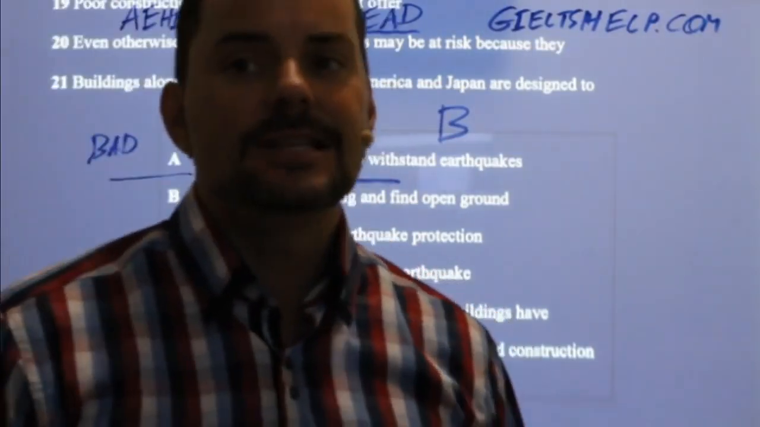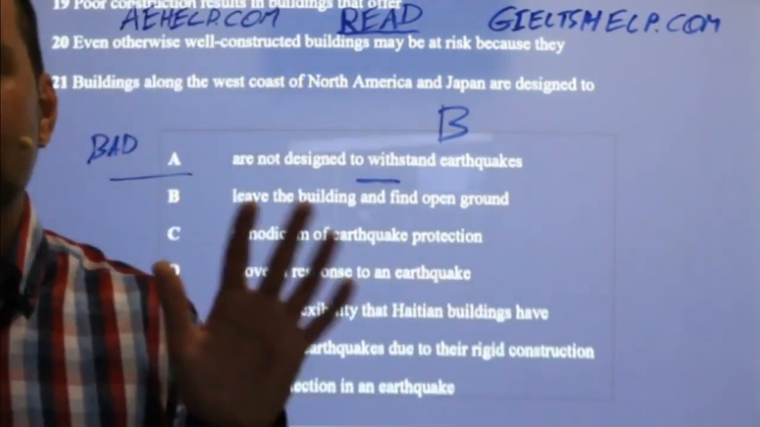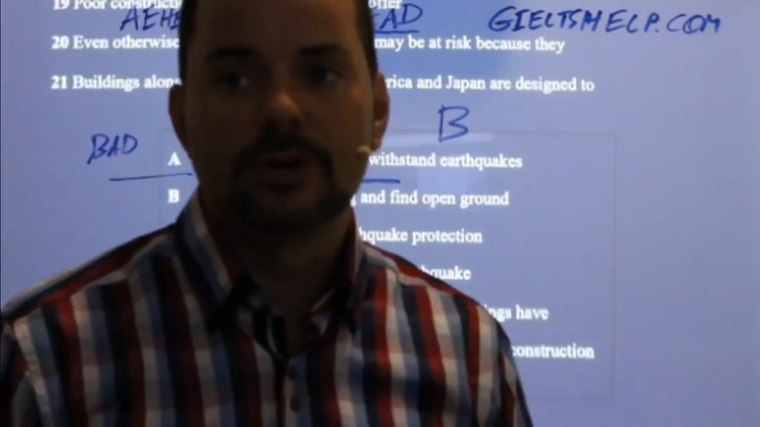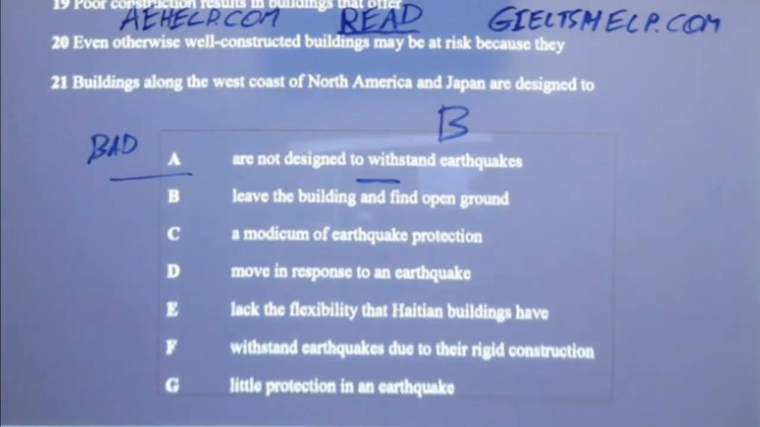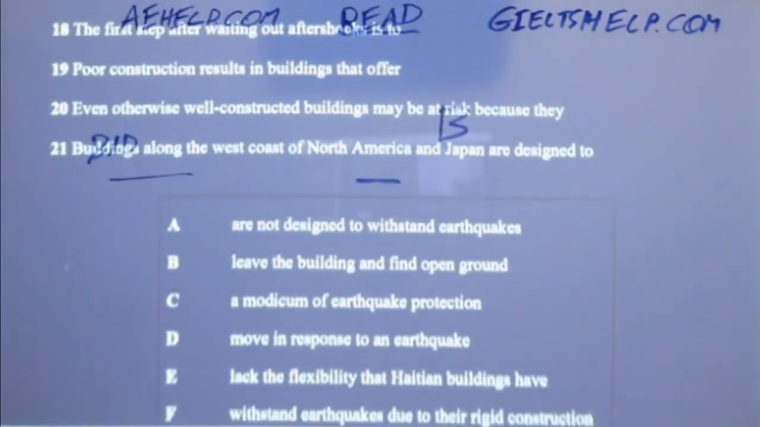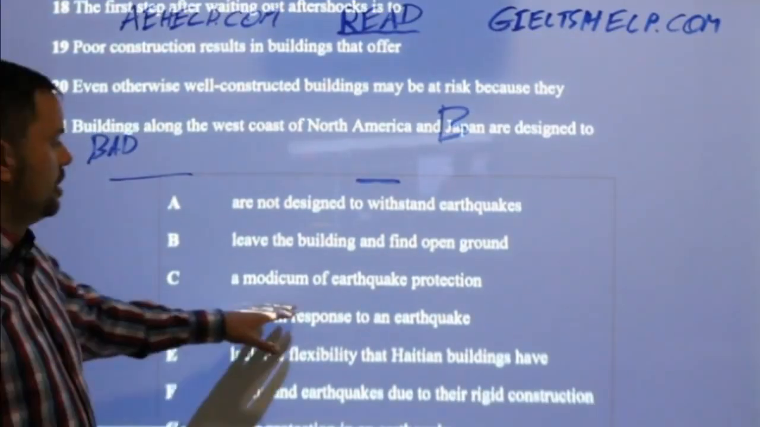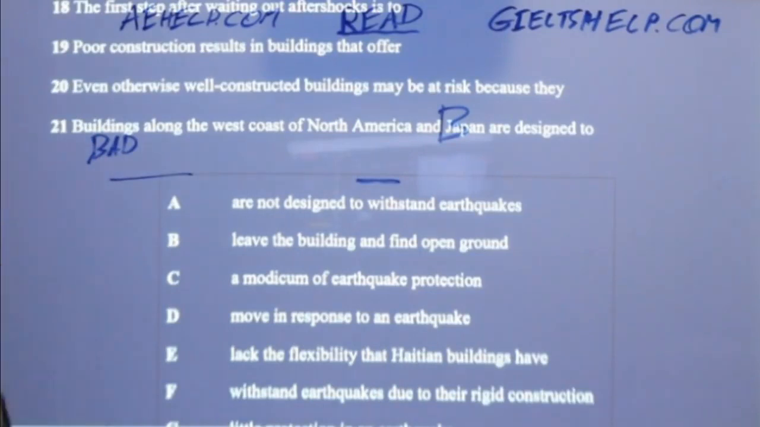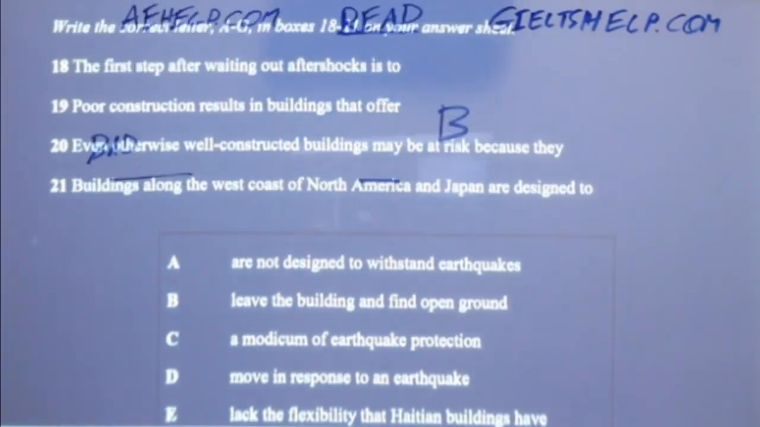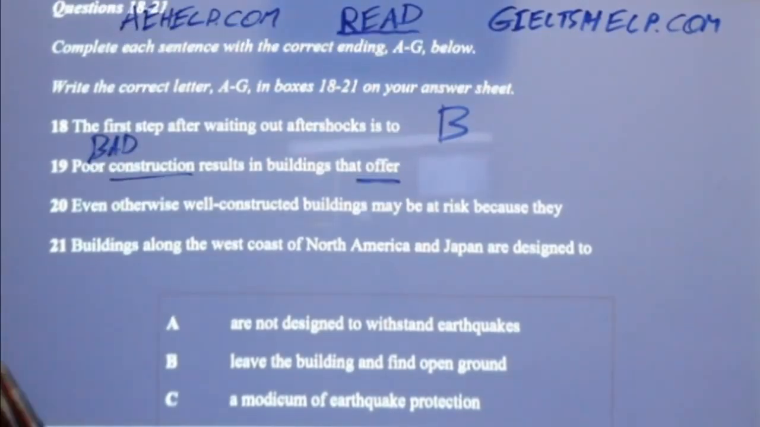Amarjeet says, hey, ladies and gentlemen, let's not rush here. Just because we see a fancy word doesn't mean it's correct. And Amar agrees. And I agree. Anybody know what a modicum of earthquake protection is? Anybody know what modicum means? M-O-D-I-C-U-M. It's an advanced word. Just because you don't know it doesn't mean it's correct. So I would go with G here.